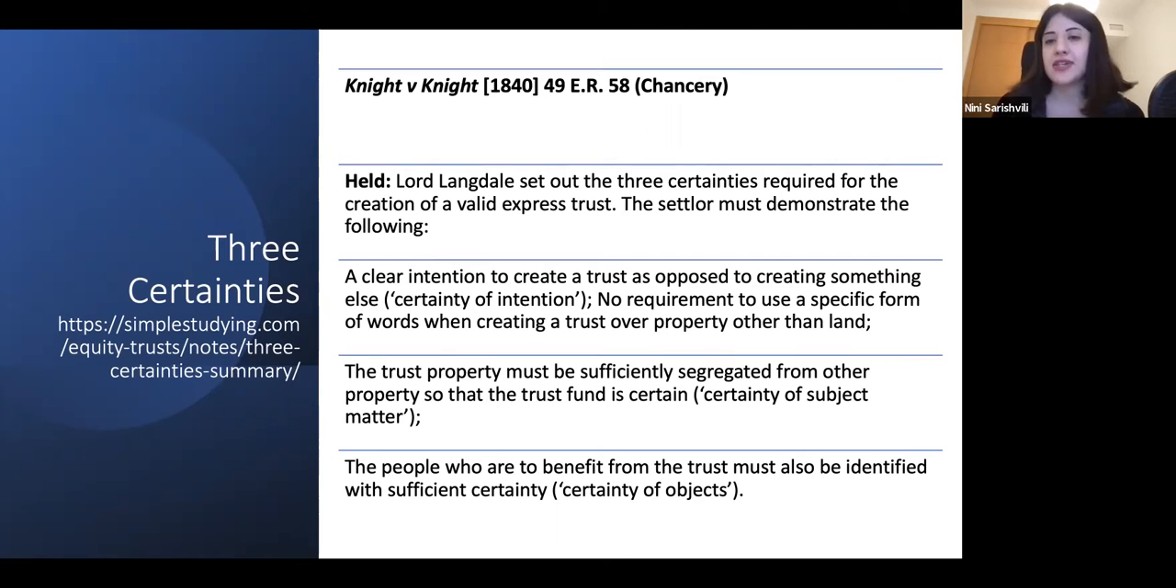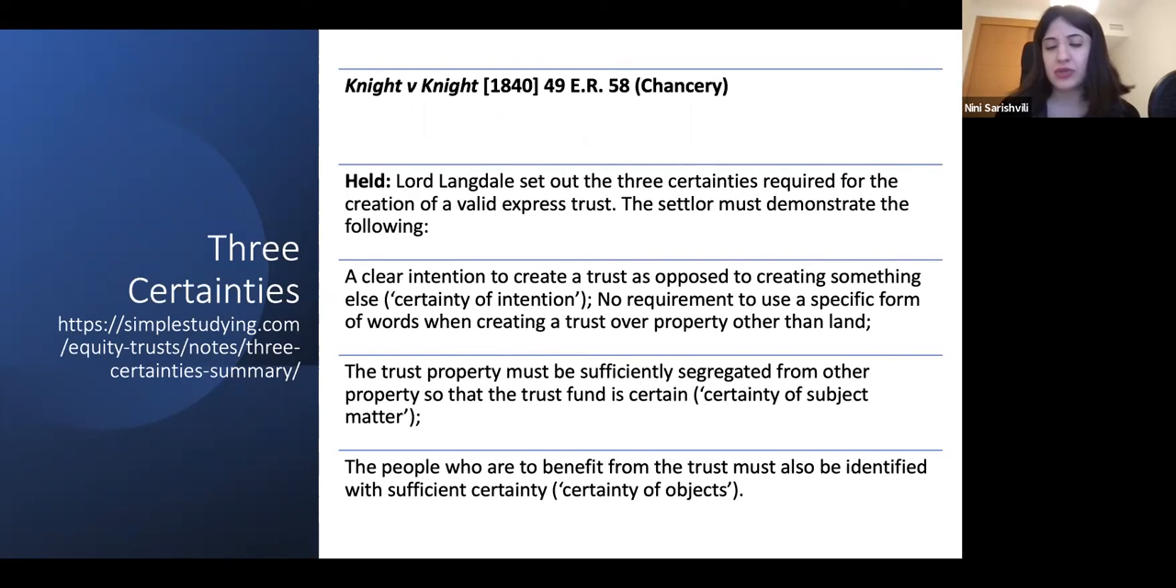Lord Langdale sets out three certainties required for the creation of a valid express trust. The settlor must demonstrate a clear intention to create a trust as opposed to creating something else. For example, you could have an intention to create a gift instead of a trust, which often happens. And in a problem question, you have to make arguments as to why you think it's an intention to create a trust as opposed to an intention to create a gift, for example.